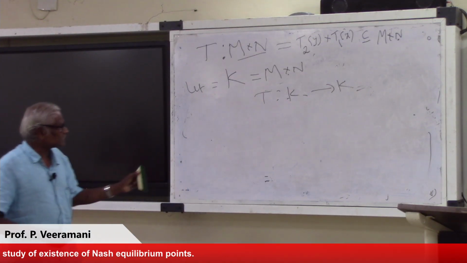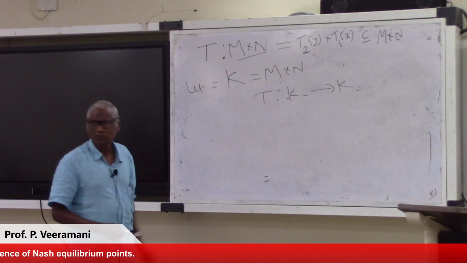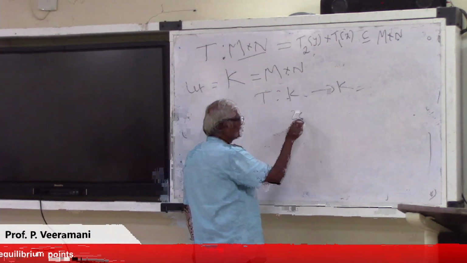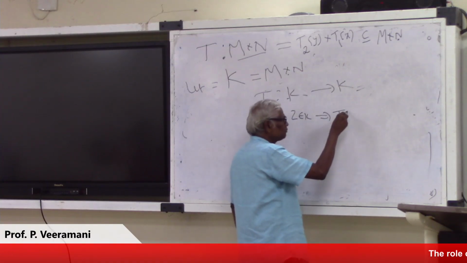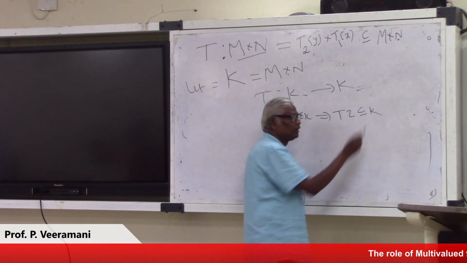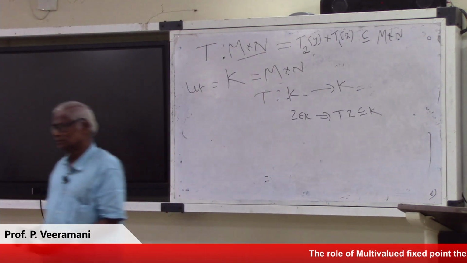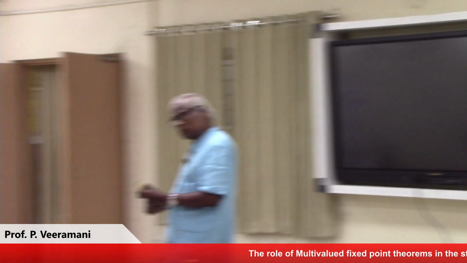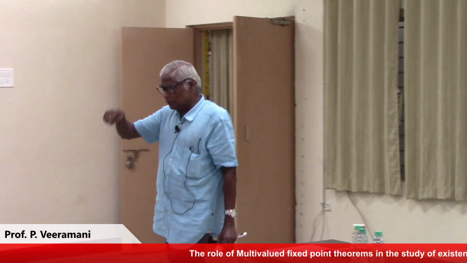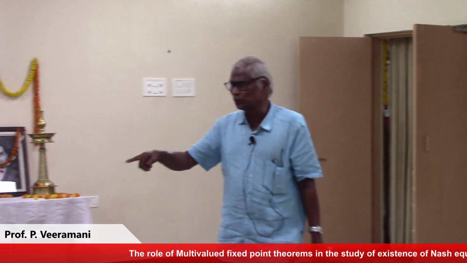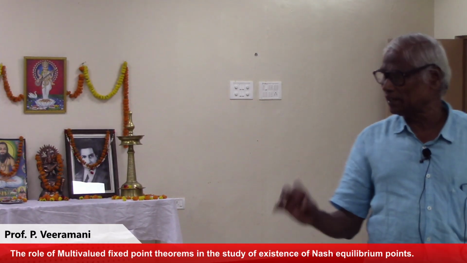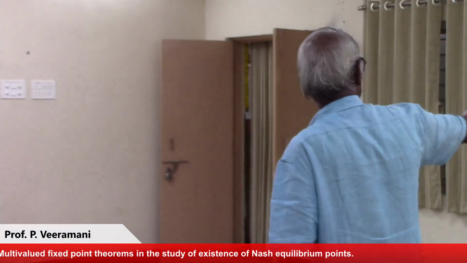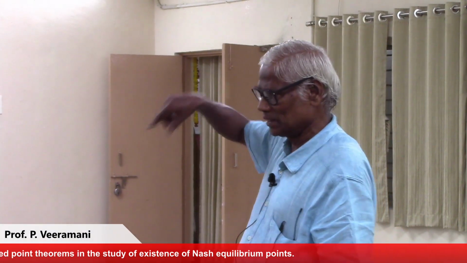Then for each x in k, suppose some z belongs to k. Under this condition, T of z is a subset of k. We assume that under suitable condition, T1x and T2y are all non-empty. Here z means some ordered pair xy in our case.